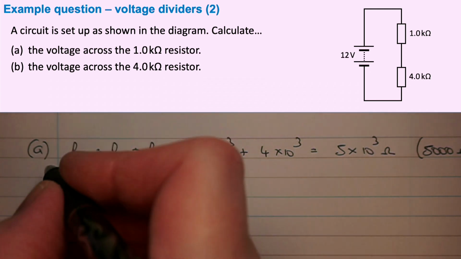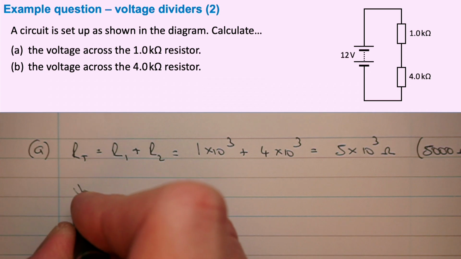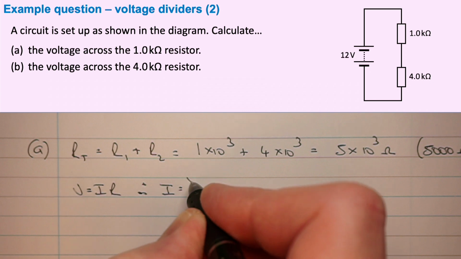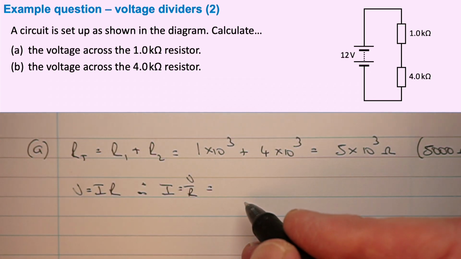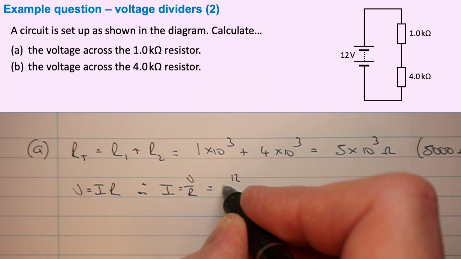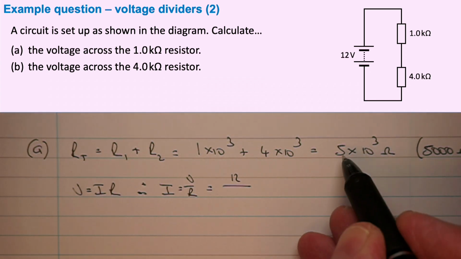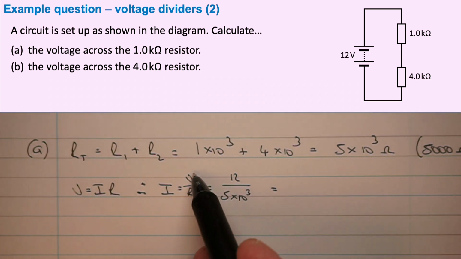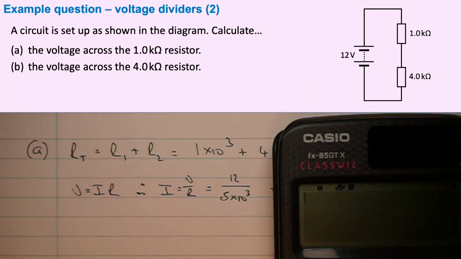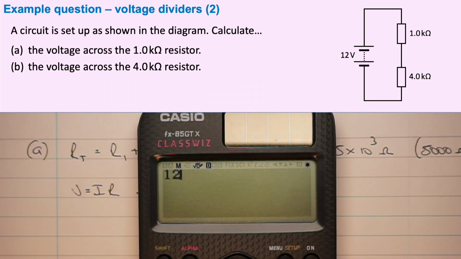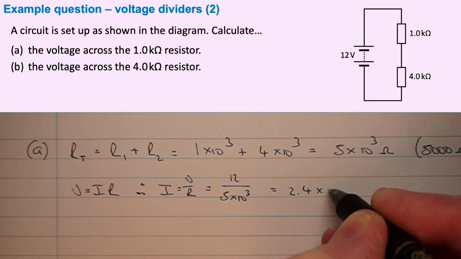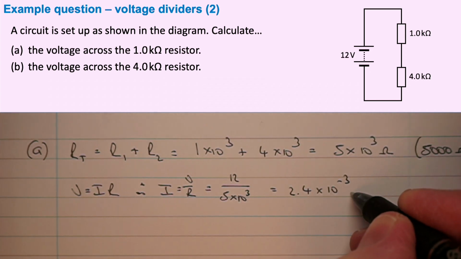Now, remember what we did before as well was to work out the current. We used V equals IR. We then rearranged that equation to give us I as V over R. And, of course, what's the supply voltage? Supply voltage is 12. Total resistance is, I can either write 5,000 or I could write 5 times 10 to the power of 3. So, as I said, supply voltage over total resistance, exactly the same method as we used in the last question. Now, let's see, 12 divided by 5 times 10 to the power of 3 is 2.4 times 10 to the minus 3. And of course, that's amps.